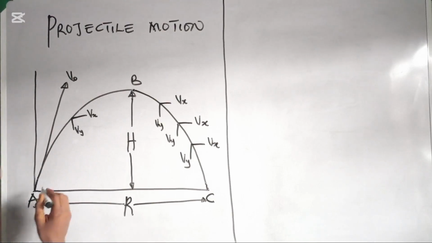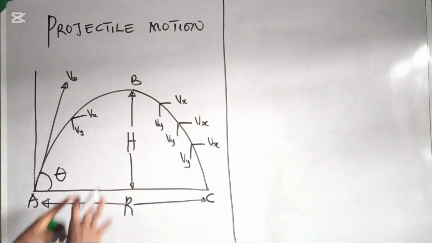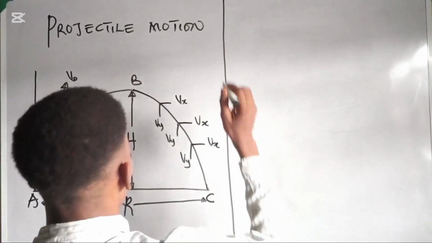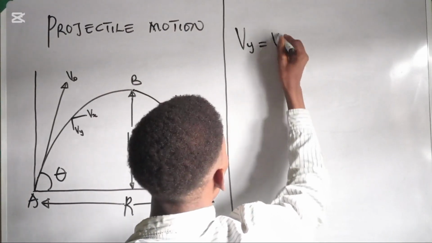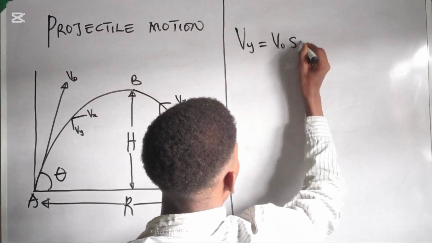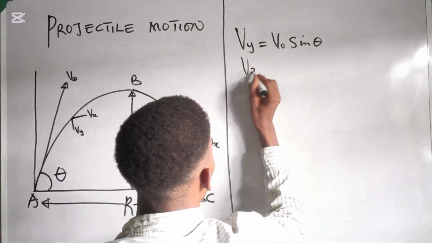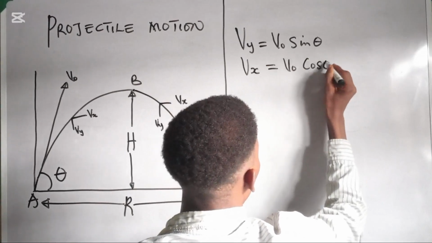So we have an angle here, because when I explained projectile motion initially, I told you that it always involves an angle. So this is the diagram. Taking a look at this diagram, you can now see that Vy is given to be V naught sine theta. Then Vx is given to be V naught cos theta.